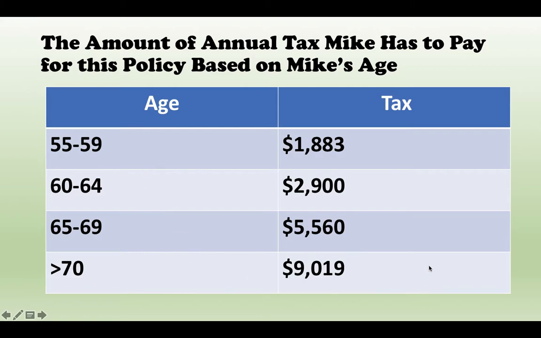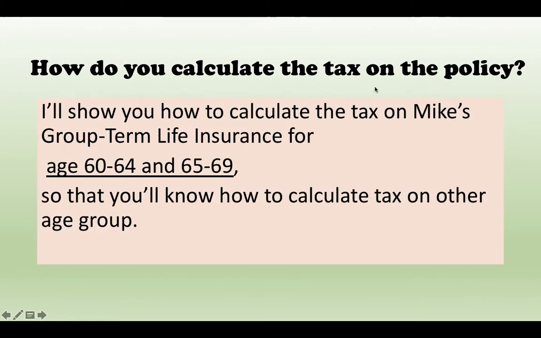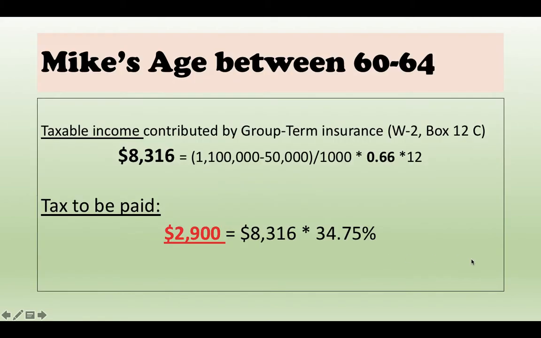That's the amount of tax he has to pay based on different ages. I'm going to show you how to calculate the tax on Mike's group term life insurance for the age group 60 to 64, so that you will know how to calculate the tax for other age groups. So this is how to calculate. Mike's age is between 60 and 64.